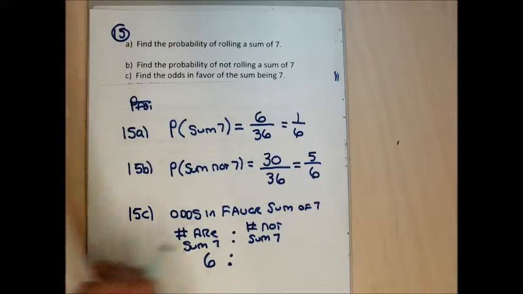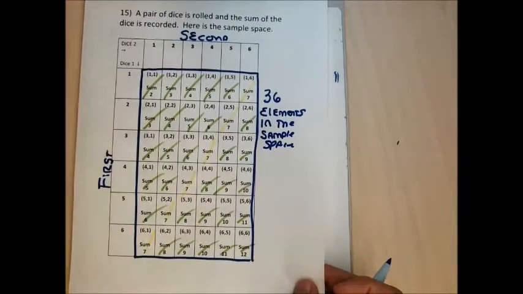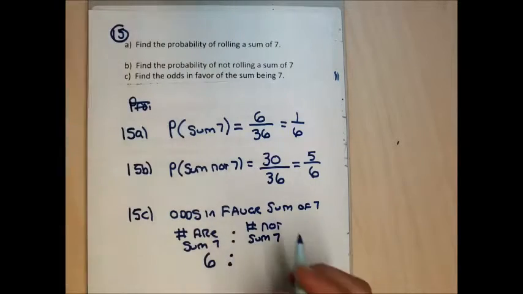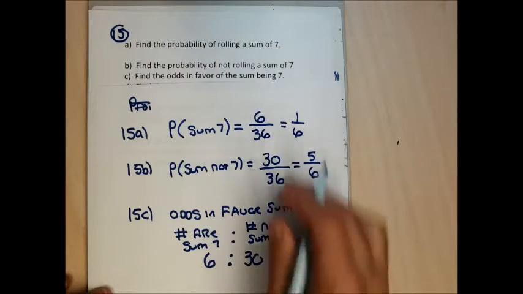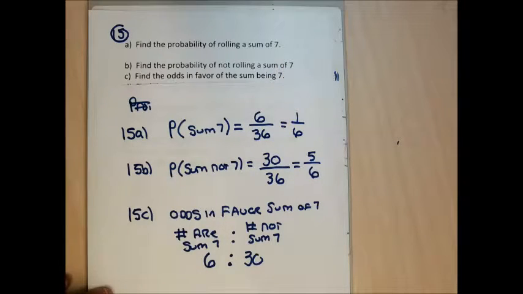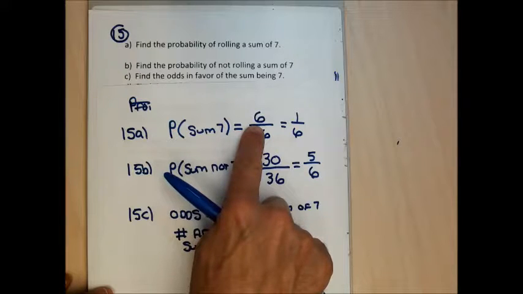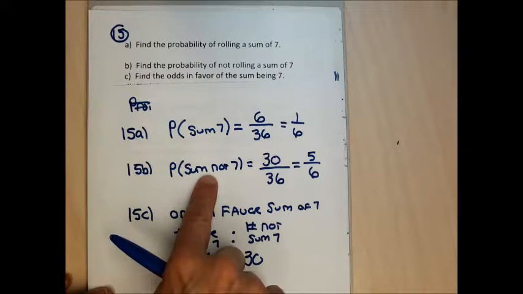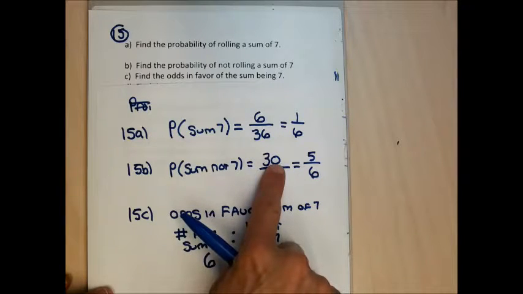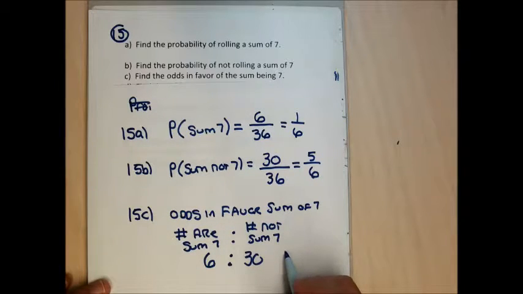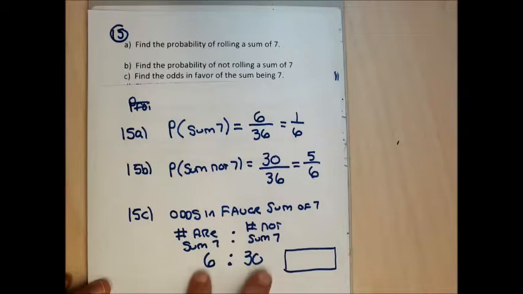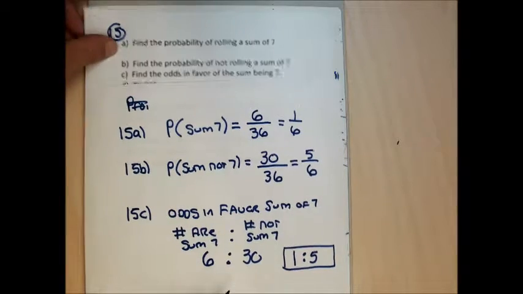And then I want the number that aren't the sum of 7. That's all these green ones. There's 30 that aren't a sum of 7s. I've computed these numbers when I computed the numerators of each of the probabilities, because the number that went in the numerator of the first probability was the 6 that were a sum of 7. The numerator that went in the fraction of the second probability was the 30 that aren't the sum of 7. So odds are similar to probabilities. They have some of the same numbers, but they reduce and they look different. Now I'm going to reduce these by 6. 6 divided by 6 is 1. 30 divided by 6 is 5. Now move on to part D.